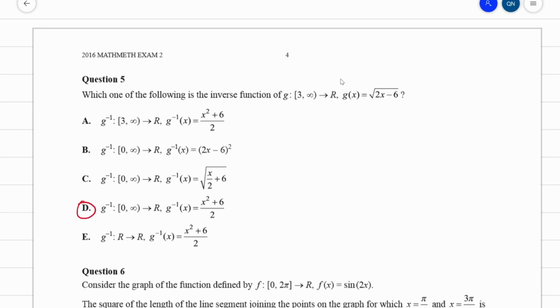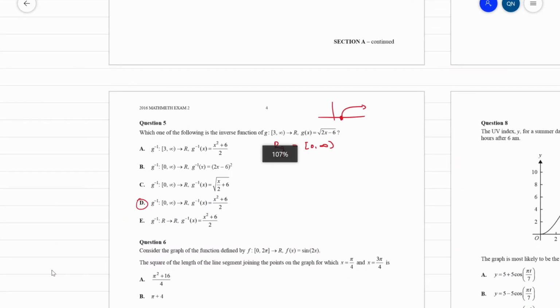Which makes sense because the range of G is going to be exactly 0 to infinity. Because this square root graph over here is starting precisely at 3, because you solve the inside equal to 0. The start point is at 3, and you're going up to the right. So the range is 0 to infinity, so the domain of G inverse must be 0 to infinity.